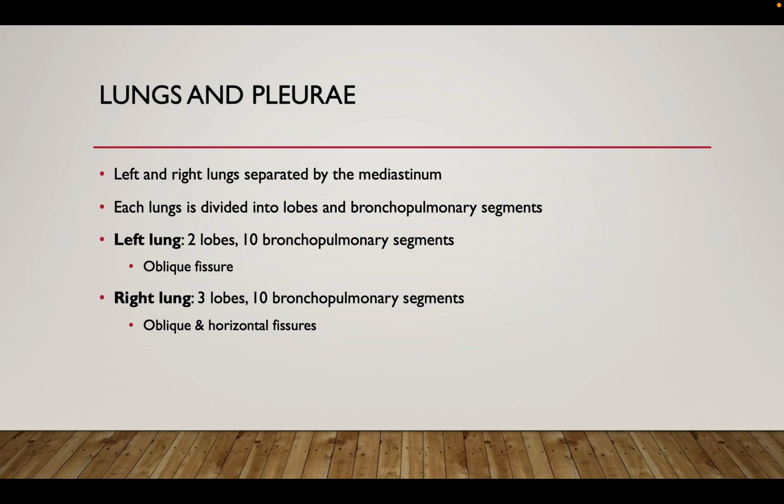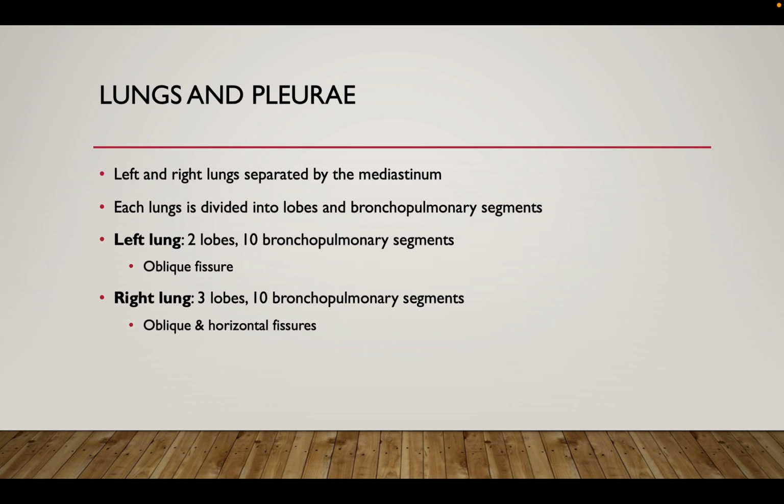It separates the superior and the middle lobes of the right lung. Again, you have 10 bronchopulmonary segments in each, so roughly 20, and then you have pleura that surround these lungs. And now pleura is going to be analogous to the pericardium in the heart, as well as the peritoneum in our abdominal cavity. And what it is, it's a double-layered membrane.